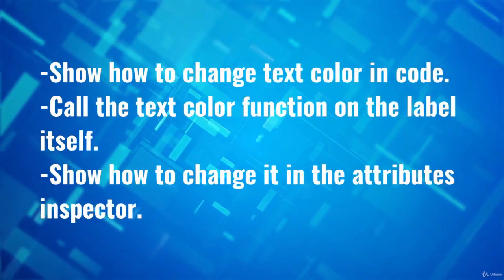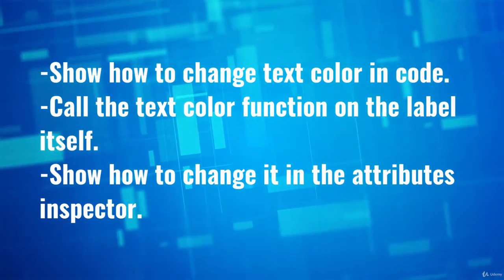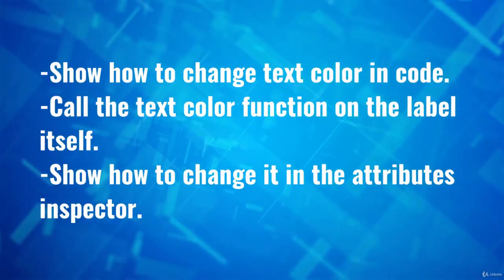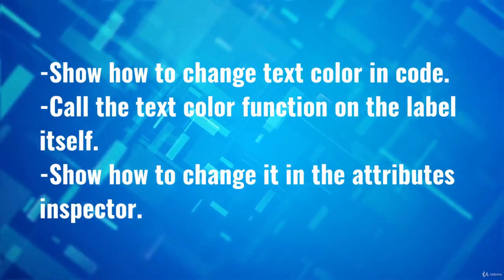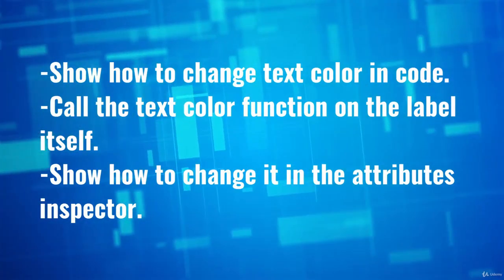Okay, so now we're going to show you how to change text color in the code itself. What we're going to do is call this text color function on the label. So we have our LBL label and then it's going to be dot text color. We've been working with text and then text alignment. Now we're going to change a color in the code.